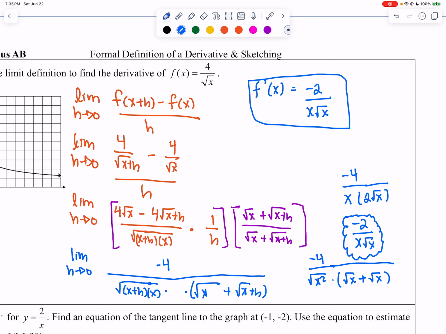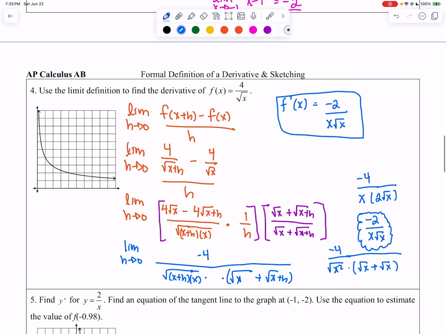Later on, we'll probably revisit this problem using the power rule. Once we get to the power rule, we won't have to do any of this mess right here because obviously this is very messy.